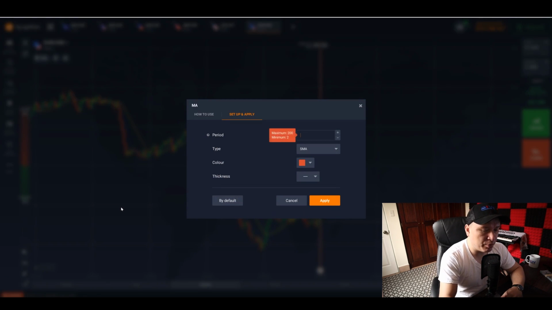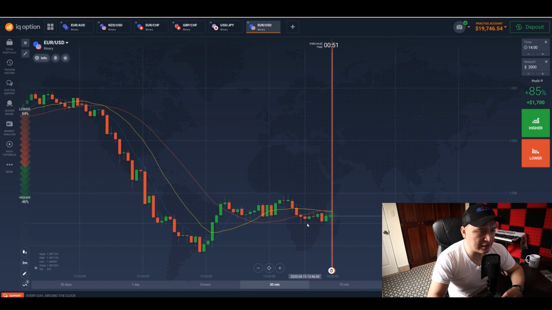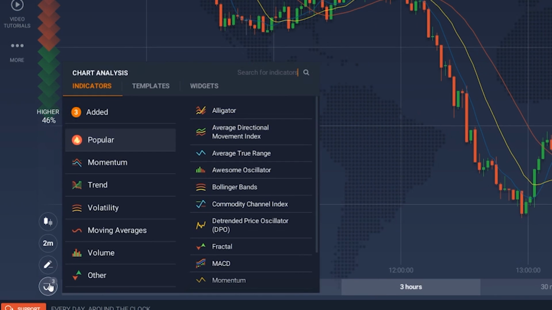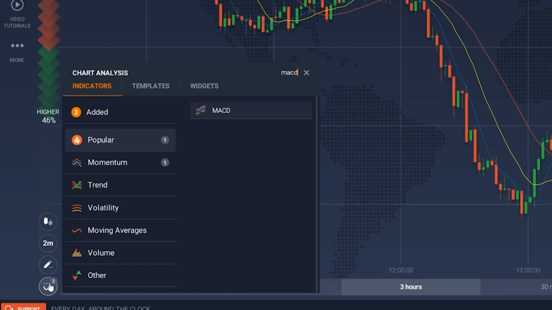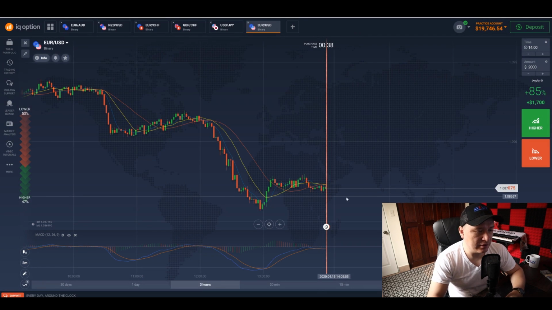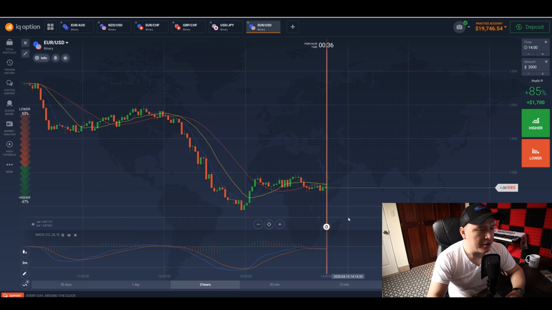And this is gonna be with a period of 26, and this is gonna be a red color. We click apply and that's it. Once we have done this, we need to add what is called MACD. You see it, MACD. And these ones are going to go with the default settings, just like that, okay?